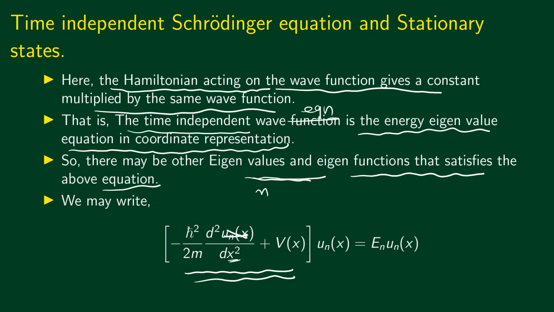So this is minus ħ² divided by 2m d²/dx² plus V(x) acting on u_n(x) equal to E_n multiplied by u_n(x). Now this n, as we said, labels the eigenvalue. So u_n(x) is the eigenfunction of the Hamiltonian corresponding to the eigenvalue E_n. The eigenvalues and eigenfunctions are labeled by this index n.